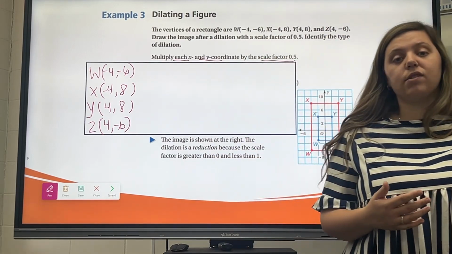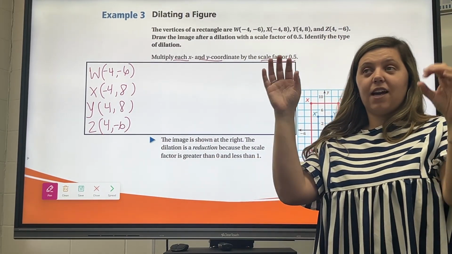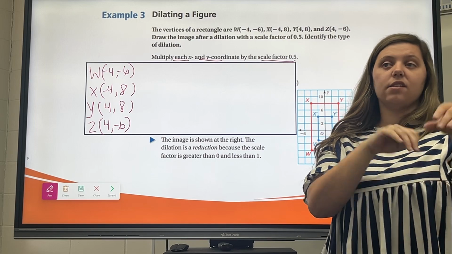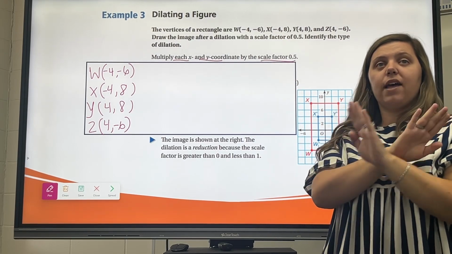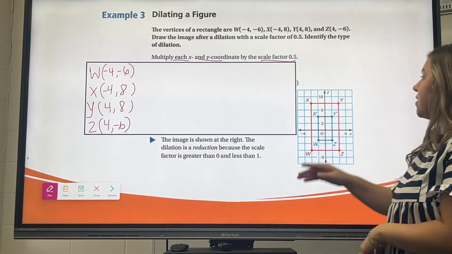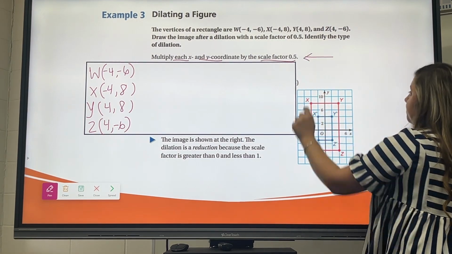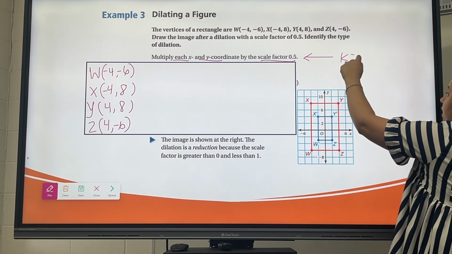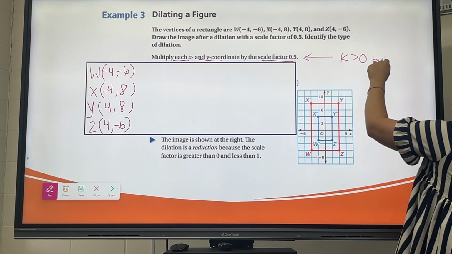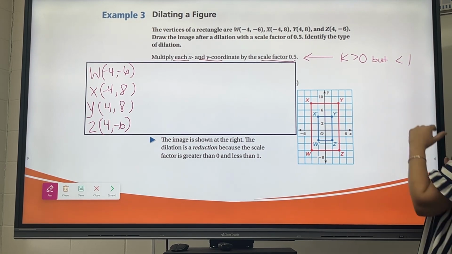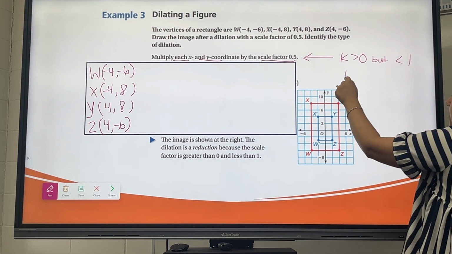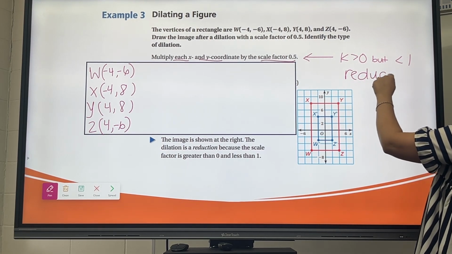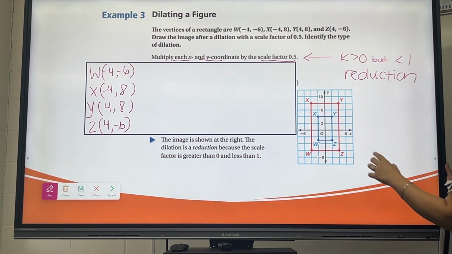If we went back to the notes section, where in that box it said when k is greater than 1, it's this. When k is greater than 0 but less than 1, it's this. Let's talk about this scale factor, 0.5. This is a scale factor that is less than 1, right? So k is greater than 0 but less than 1. When it's in between those two, this right here is a reduction. So what we should see in our graph is that it gets smaller.